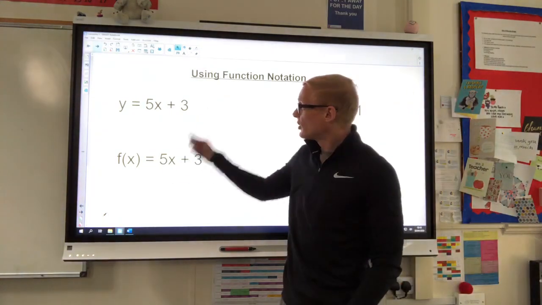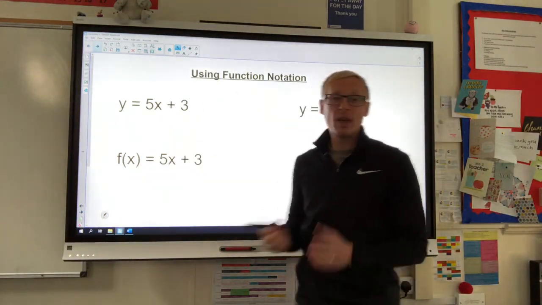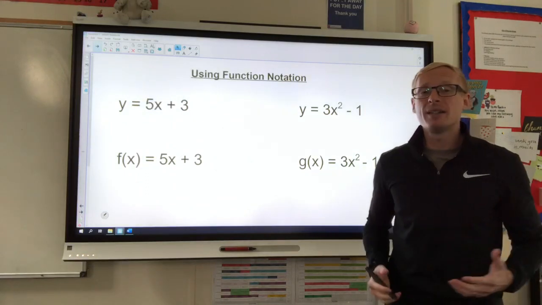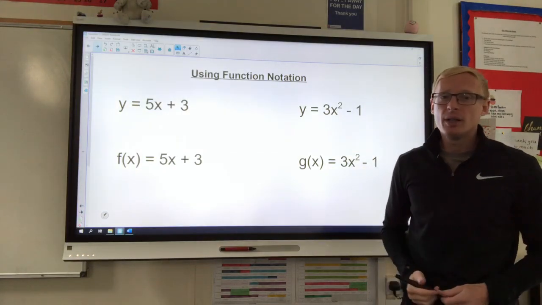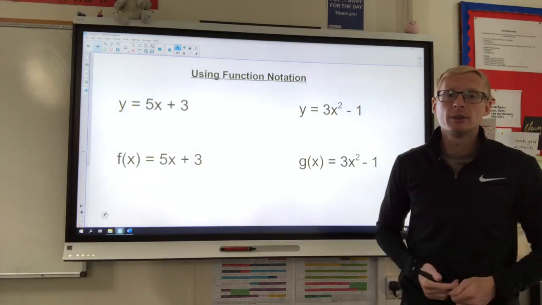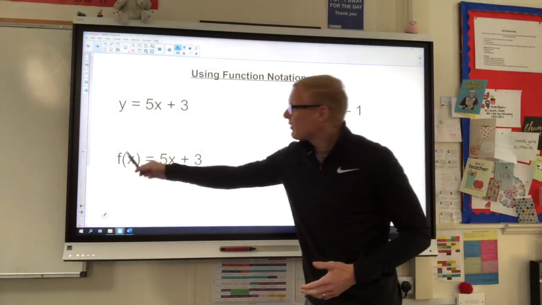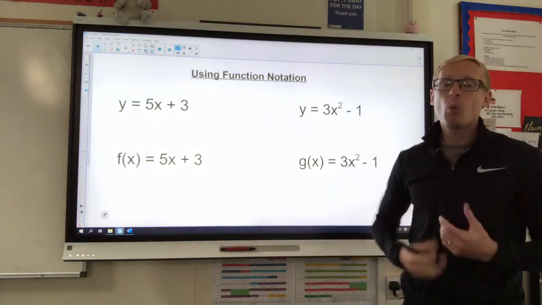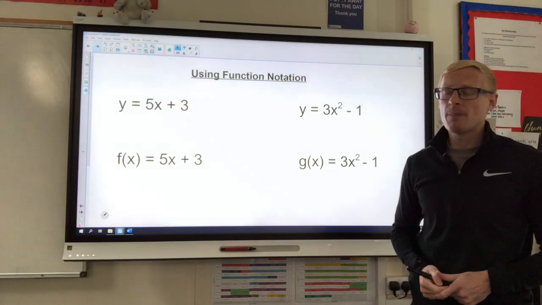Now the original notation of function comes to f of x, so that's where the f comes from. Now in reality you can use any letter you like, so we're going to use some different ones as the lessons go on, but m, n, it doesn't really matter. But we start with f of x and g of x. So I would copy those down and just explain it's a different way of saying y equals, okay?